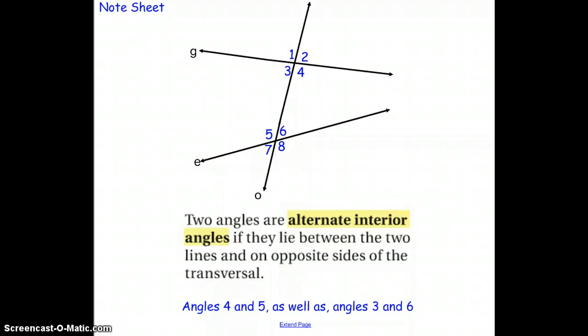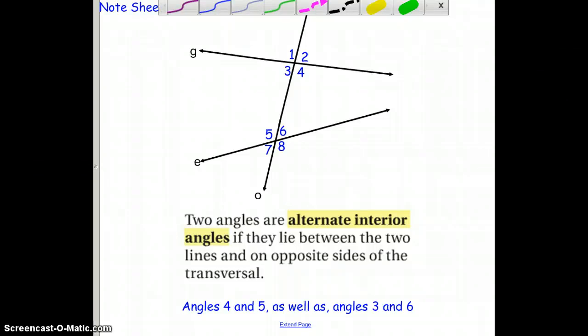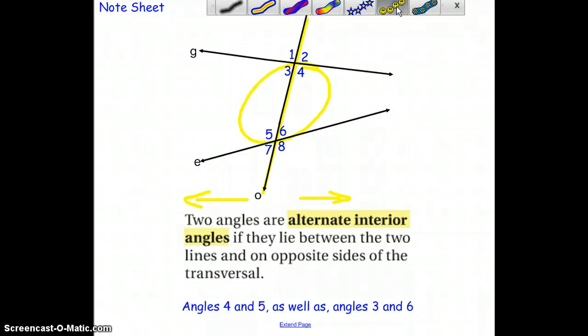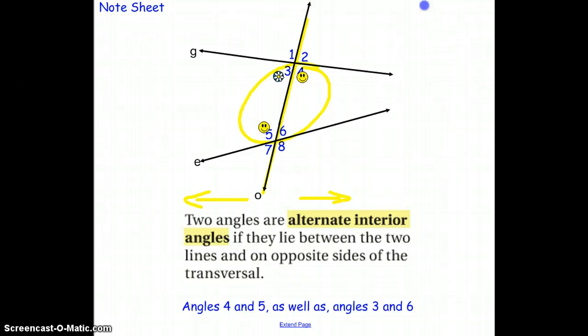Okay, we have alternating interior angles. So they're alternating because they're on opposite sides of the transversal. So if I look at the transversal, I'm going to have one angle to the right and one angle to the left. And since they are interior, I know that I'm looking within this region. So examples would be 4 and 5, and your other example would be 3 and 6.